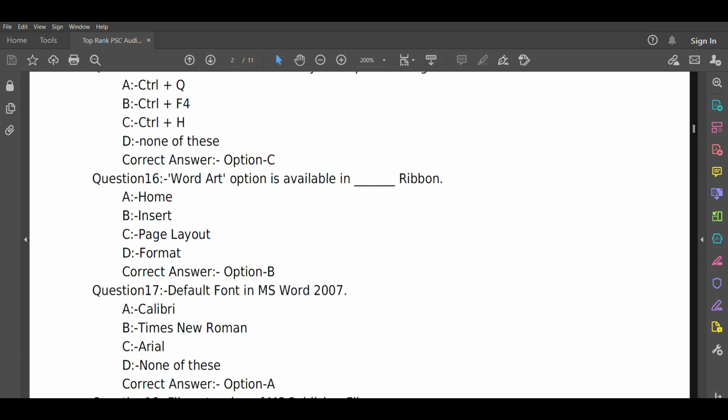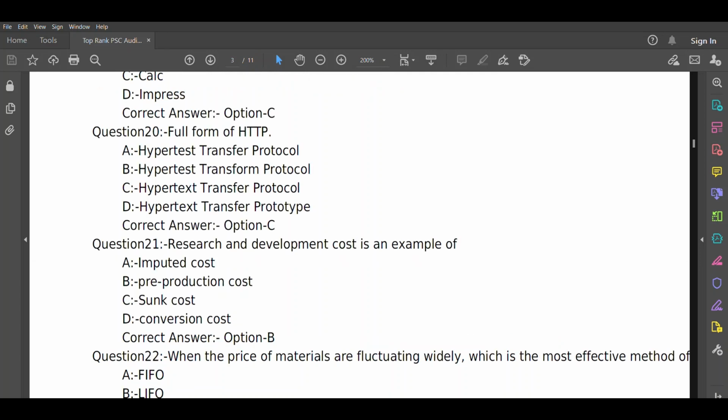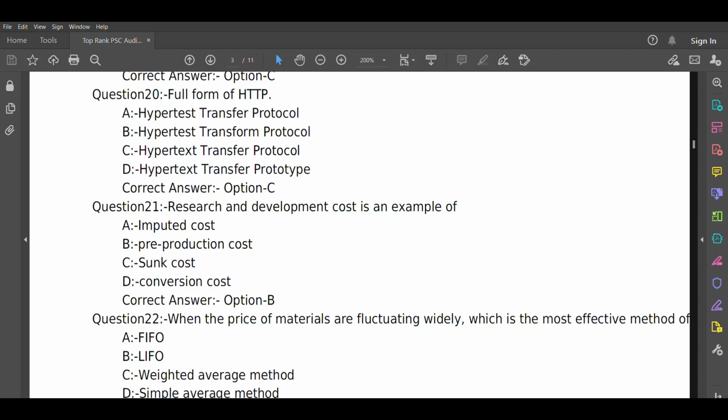Default font in MS Word 2007: Calibri. File extension of an MS Publisher file name: .pub. OpenOffice component for spreadsheet, similar to Microsoft Excel: Calc. Full form of HTTP: Hypertext Transfer Protocol.